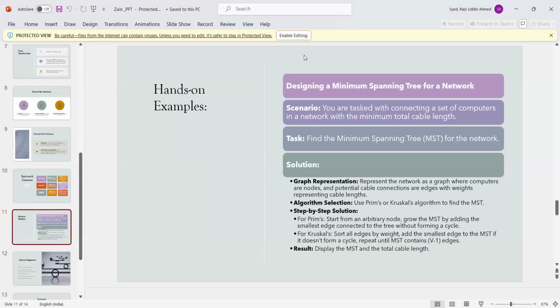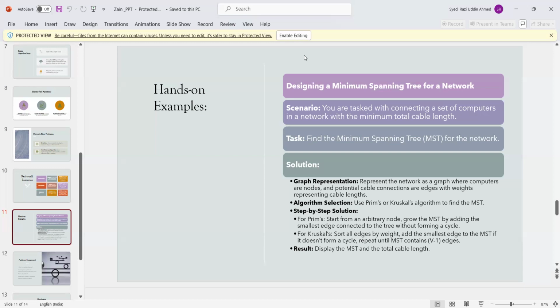We'll move to the next slide, where we have hands-on examples. Design a minimum spanning tree for a network scenario: connect a set of computers with the minimum total cable length. The task is to find the minimum spanning tree for the network. For the solution, we have graph representation: represent the network as a graph where computers are nodes and possible connections are edges with weights. For algorithm selection, use either Prim's or Kruskal's algorithm.